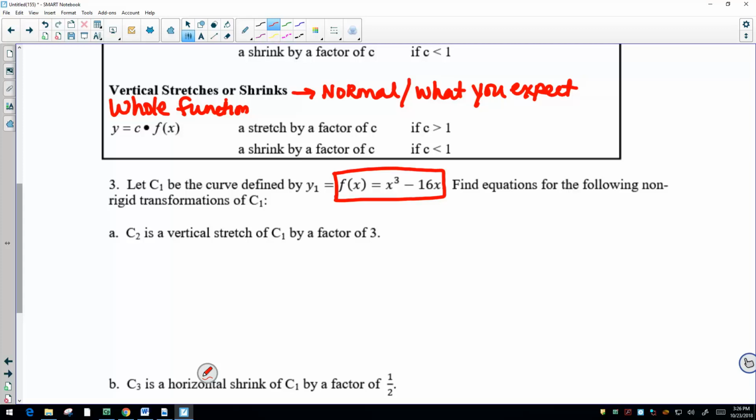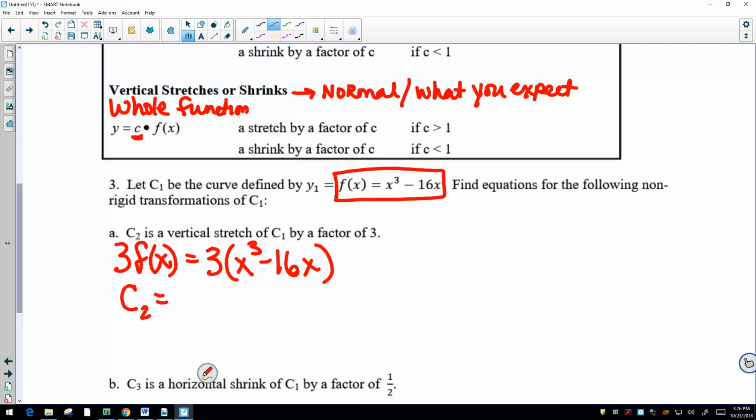Now 3, big number, so I'm thinking it's going to look bigger. This is telling me I'm going to put the 3 in front of the entire function. So I would have something that would look like 3 times the quantity f of x. So if we were to actually write that out, that would be 3 times x cubed minus 16x. And if I wanted to simplify this down to form this function c2 that they're looking for, that would turn out to be 3x cubed minus 48x.